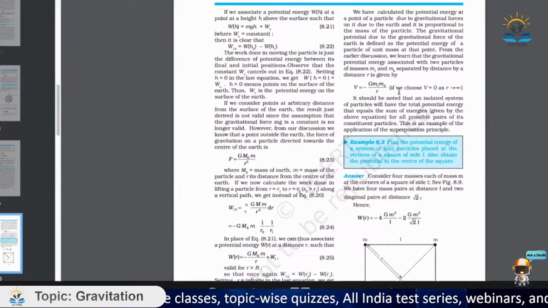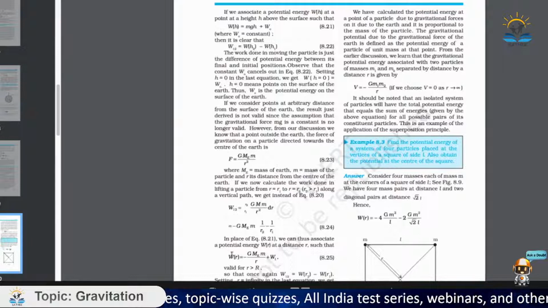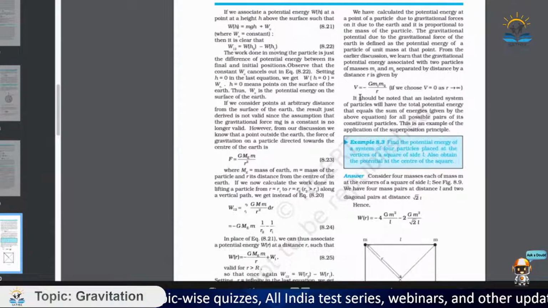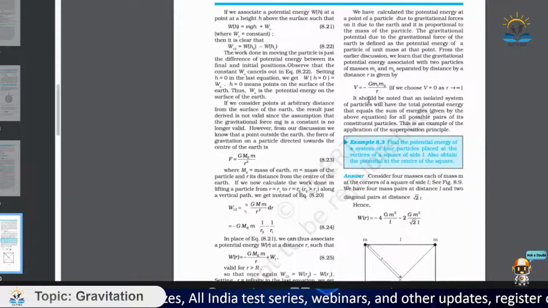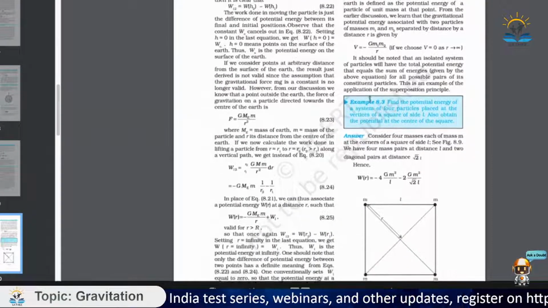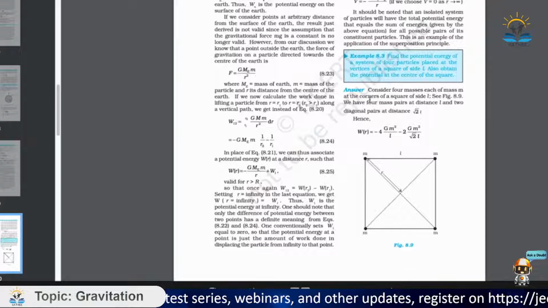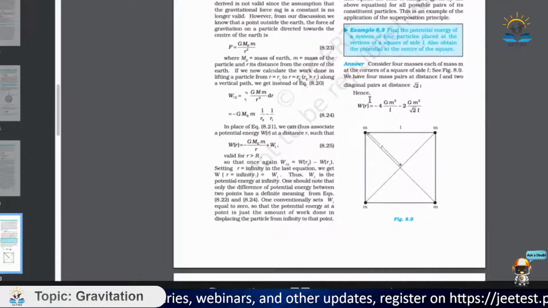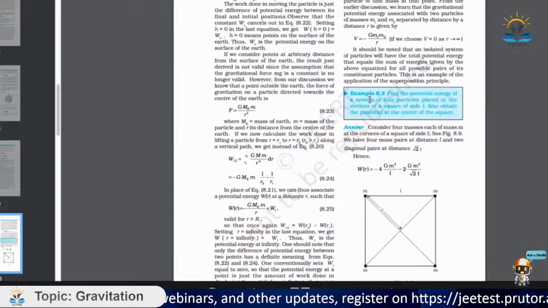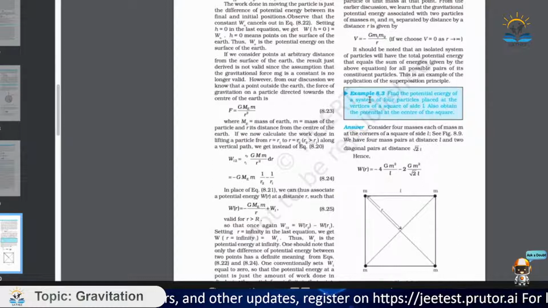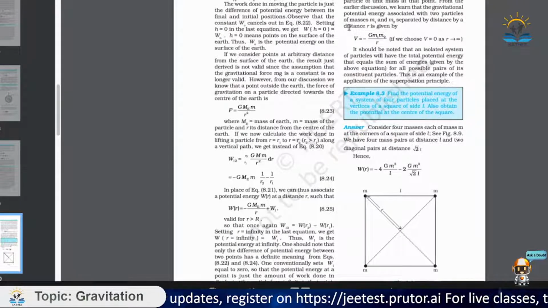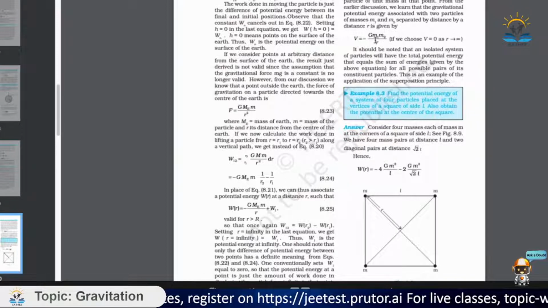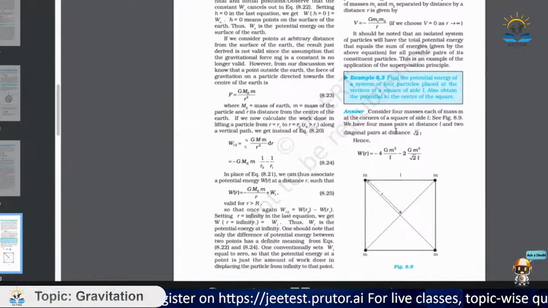After calculating this, we finally get the potential as minus G m1 m2 by small r. So basically, in the questions, we would be using the gravitational potential as this formula only, minus G m1 m2 by r. So let us see an example.